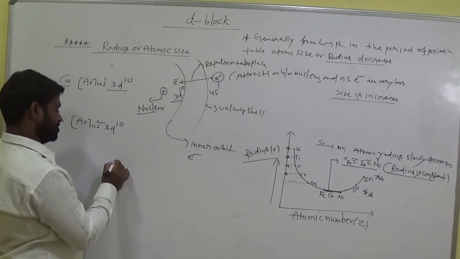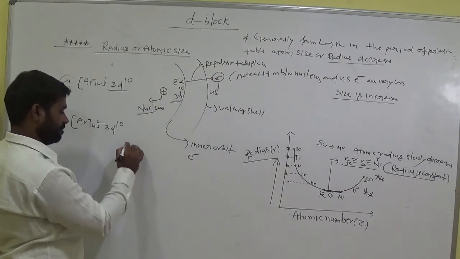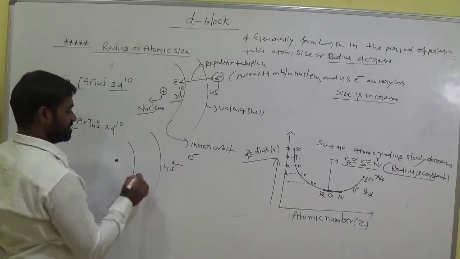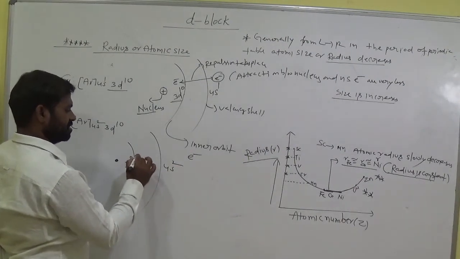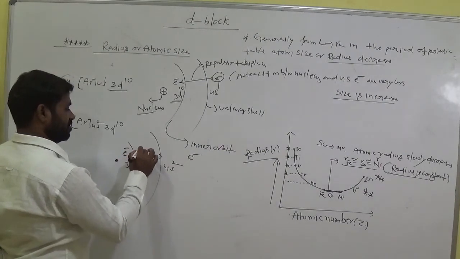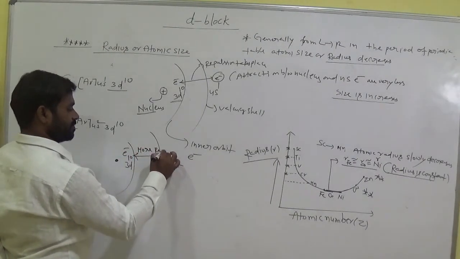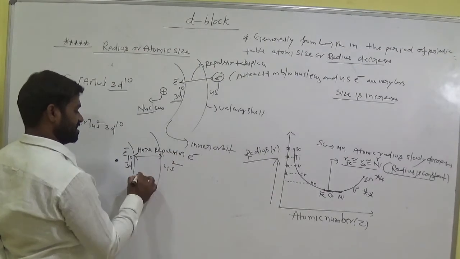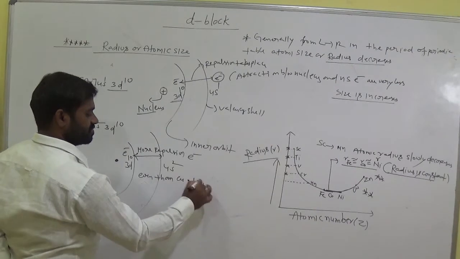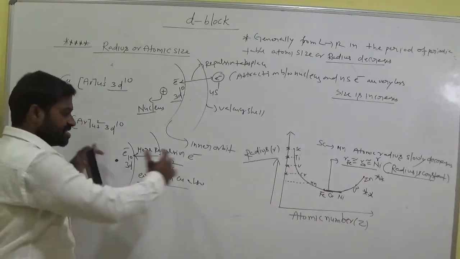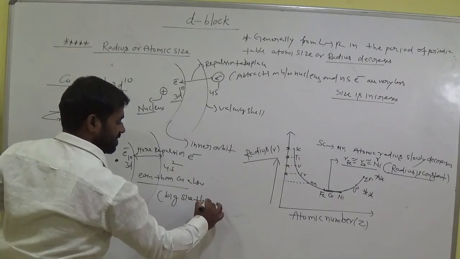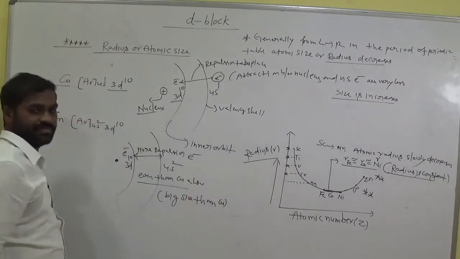And what about here? The same phenomenon here also. This is zinc. This is 4s2 electrons and 3d10. So more repulsion takes place between these two, the 3d10. More repulsions, even than copper also. More repulsions means big size, bigger size than copper. Clear?